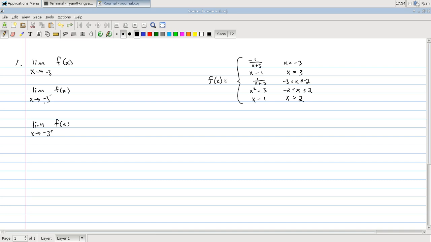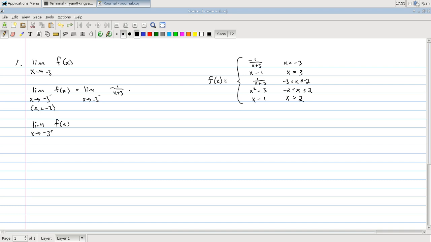Now if x goes to negative 3 from the left, this means that x is less than negative 3. Since x is less than negative 3, that tells us we're going to be using this first piece of the piecewise definition. So I can now write this as the limit as x goes to negative 3 from the left of negative 1 over x plus 3.